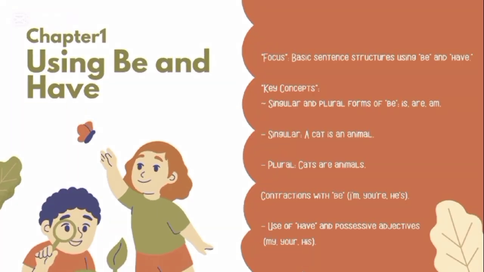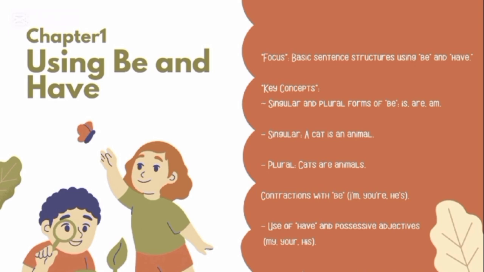So the first chapter is using be and have. In this chapter, we are focusing on the basic sentence structure using be and have. But before that, we need to know what is be and what is have. Be is usually used to describe something or identify something. And then have is usually used for possession.